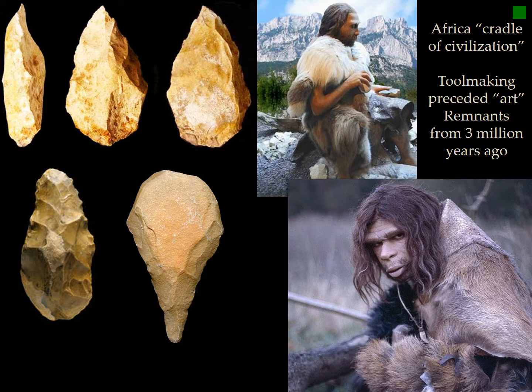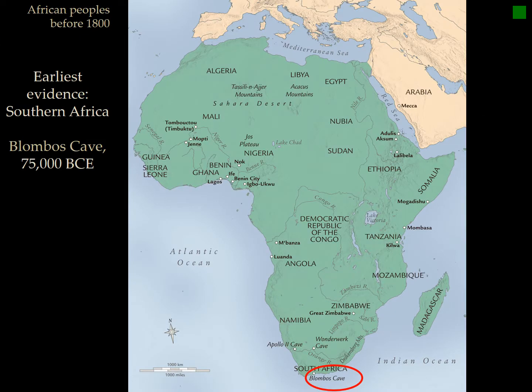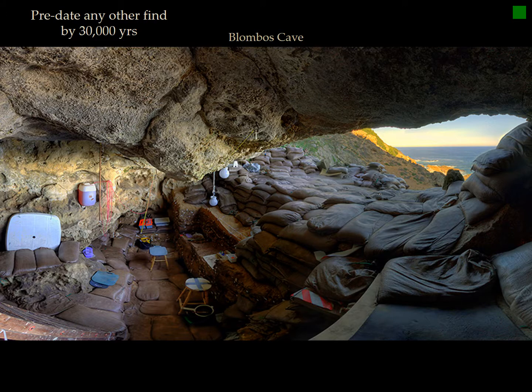Now, Africa is the cradle of civilization because modern humans are going to evolve from this area and move out into Western Europe and Asia. It is here that we find tool making that precedes art by 3 million years in this instance. The earliest evidence that we have of a human settlement comes by way of the south tip of Africa in Blombos Cave from around 75,000 BCE, or 77,000 years ago. Here we find that this site predates all others by 30,000 years and gives us the earliest remnants of Homo sapiens sapiens.